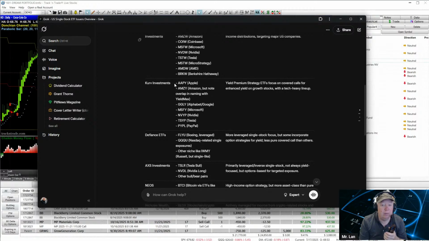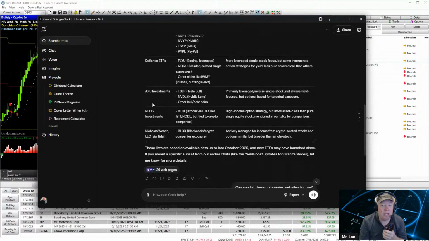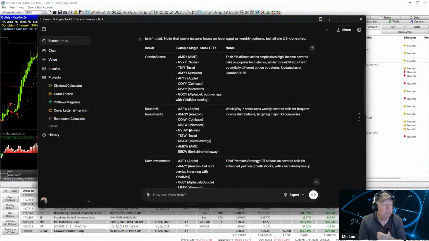Curve is another company that started doing it. Defiance is another company that has a couple. They just jumped into the ring. Axis Investments, they jumped into the ring. Neos, they jumped into the ring. Nicholas Wealth, they jumped into the ring. They've got one called Blocks. And so there's a bunch of them in here who are starting to do this.